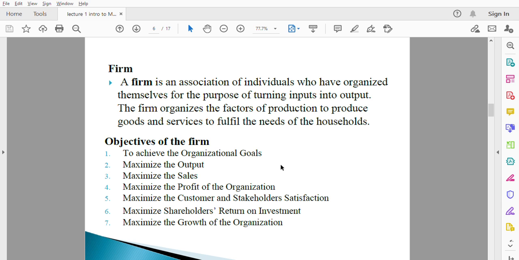Also, an objective of a firm is to maximize shareholders' return on investment. Shareholders are those that are owners of the company. They have invested their capital. So what they should earn from the invested capital must be appreciable. It's the objective of a firm to give them appreciable returns, or to maximize their returns on investment. And also, it is the objective of firms to maximize the growth of the organization, to ensure that the organization is growing.